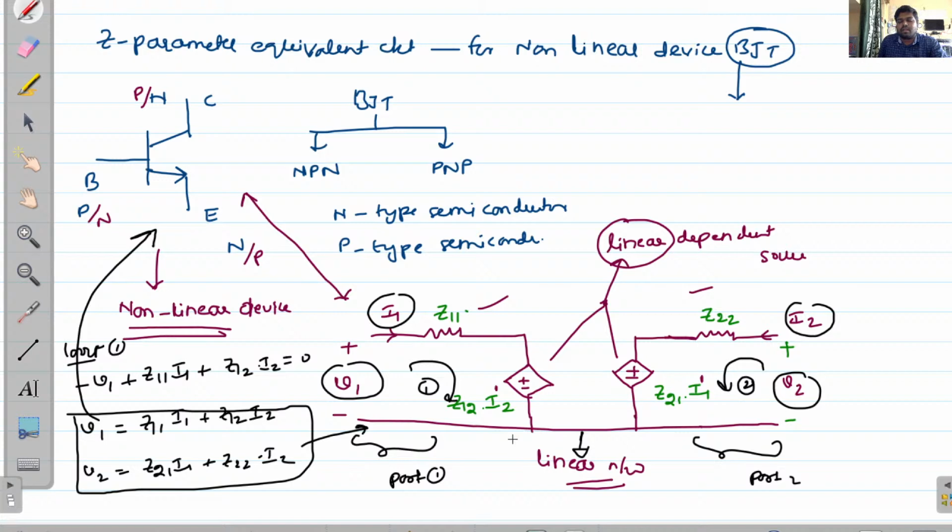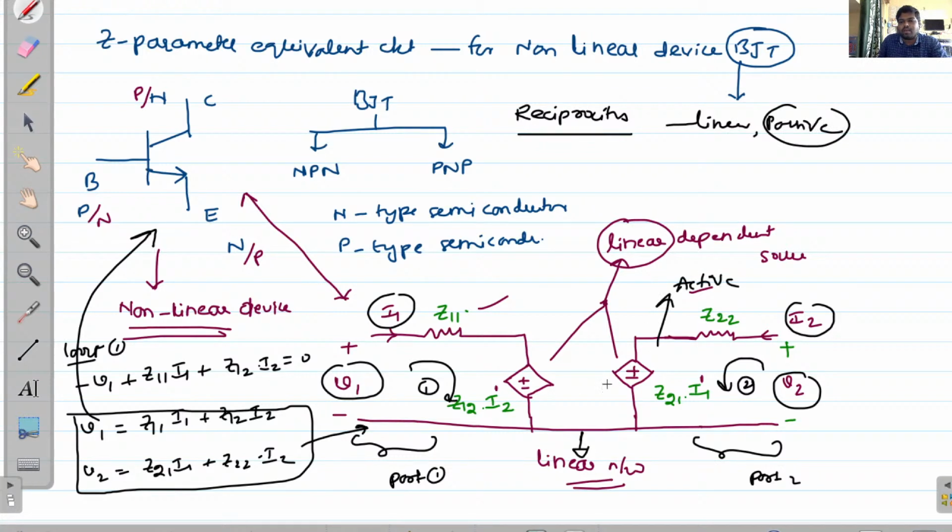Now you may get a doubt: whether the symmetry and reciprocity conditions are applicable for this particular network. That is the question. As I already told you, reciprocity can be applicable only for linear and passive elements. But this circuit is an active circuit. Why? Because these two things are active elements.